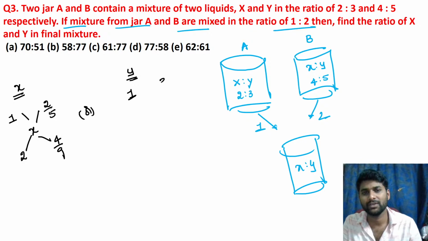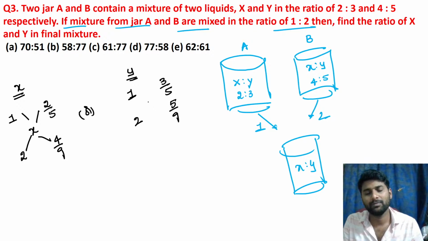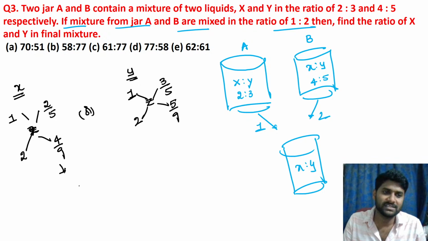The purity of y value becomes 3 by 5. If I am taking two quantities from jar B, the purity of y value is exactly equal to 5 by 9. And all are mixed together. I am taking a Z. If all are mixed together, you can get the new one that is defined as Z. Now see, you can take this equation.